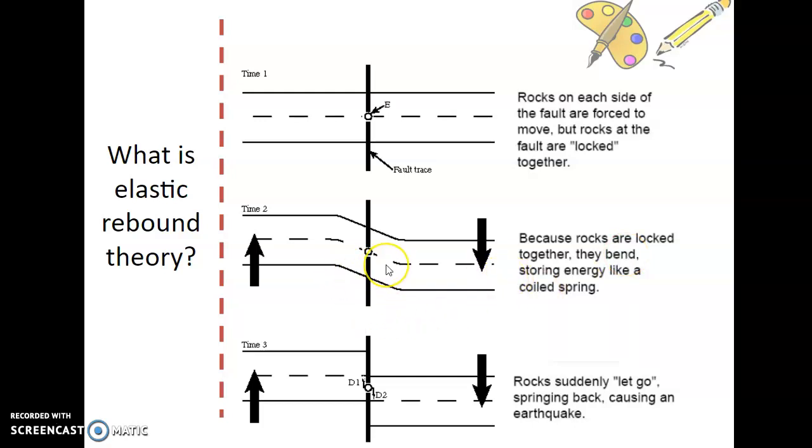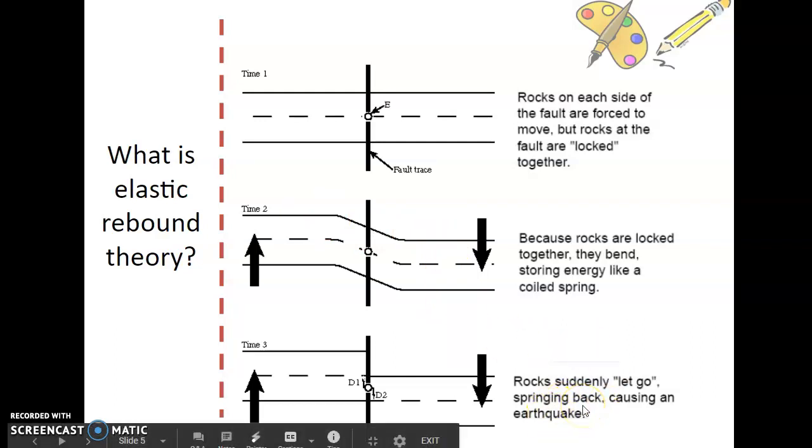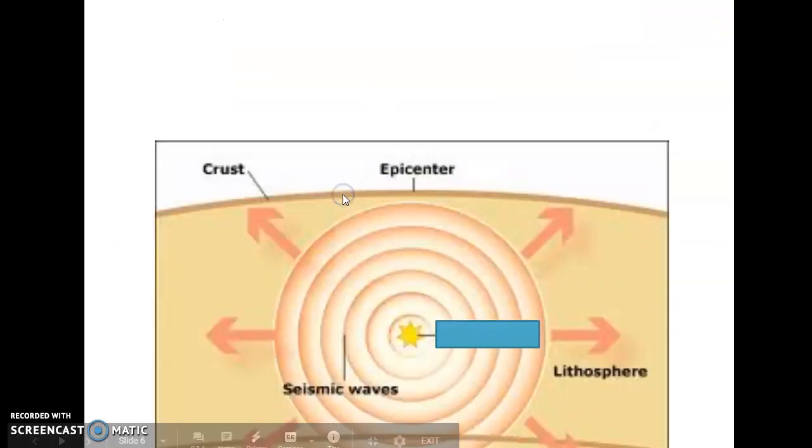So once the earthquake begins to occur, one side of the fault will move up, whereas the other side will move in the opposite direction. And then when these rocks are suddenly let go, they'll spring back. And this ultimately causes that earthquake. So this motion is the result of that.